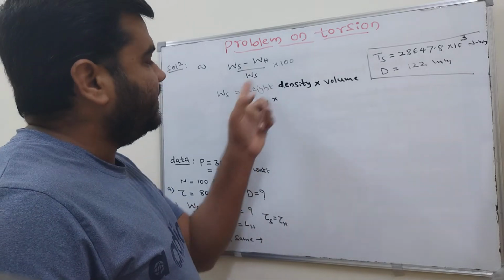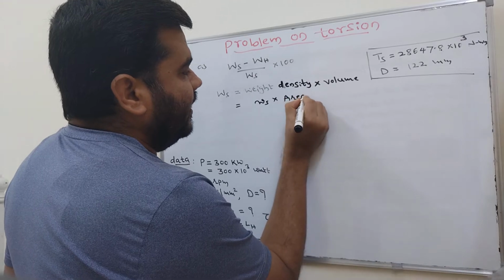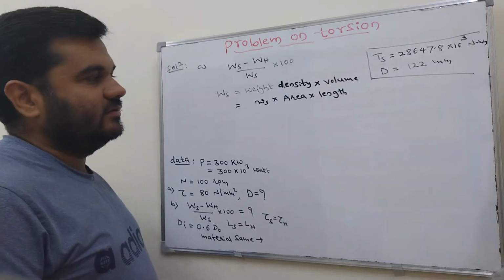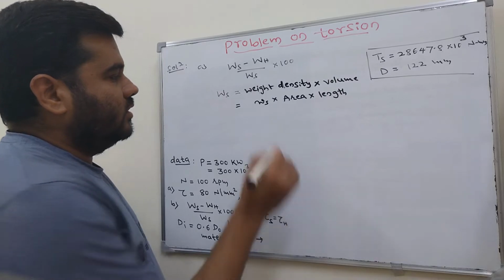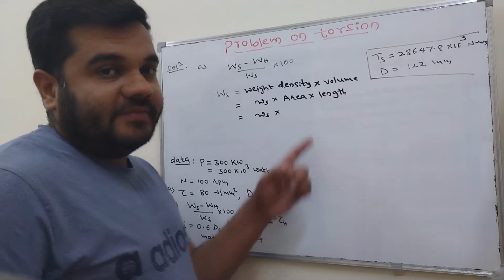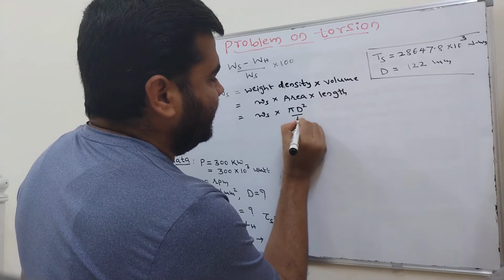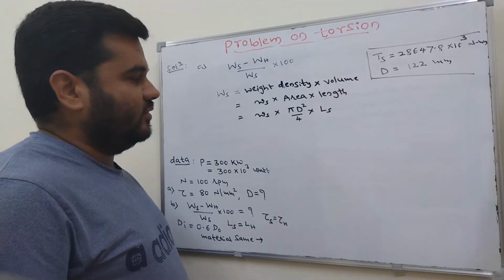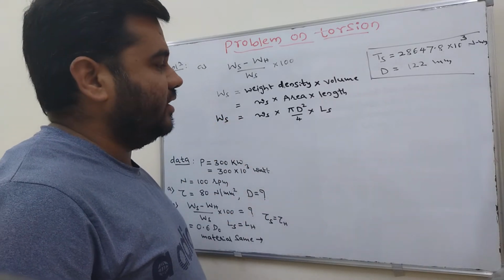So volume is the volume of the solid shaft. This is solid, right? That is area into length. So this will be equal to the weight density of solid shaft into area. Area of the solid shaft is how much? That is pi d square by 4, d is this d, into length of solid shaft. This is the weight of the solid circular bar.